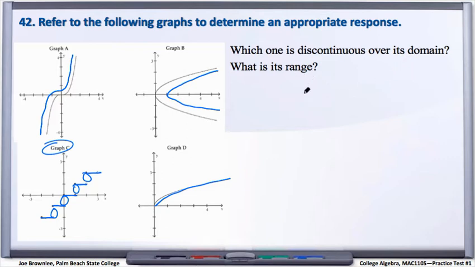And what is its range? Well, let me go ahead and erase my drawing here. We can see that this graph exists everywhere on its domain. So for all x's, this graph exists. But for the range, rather, the y values, there exist discontinuities. And this graph only exists when the y value is an integer, right?